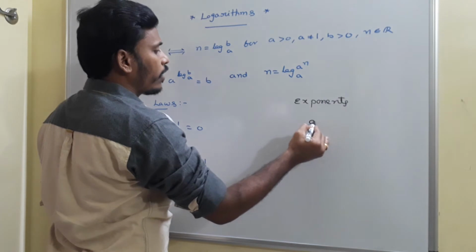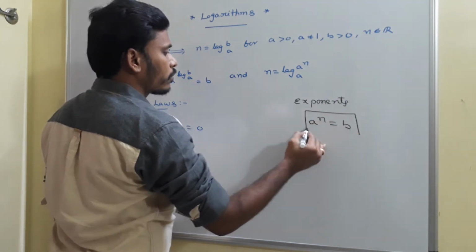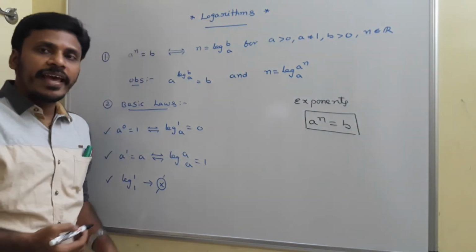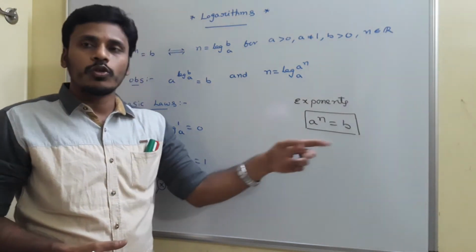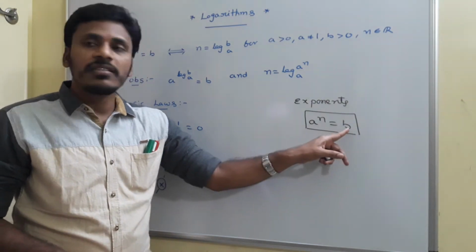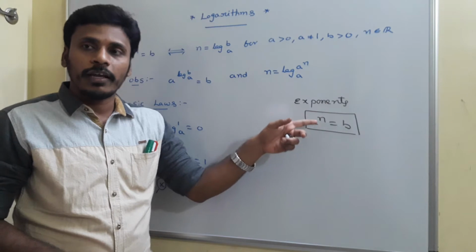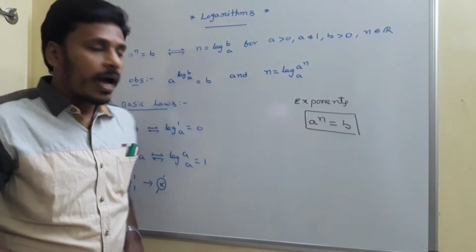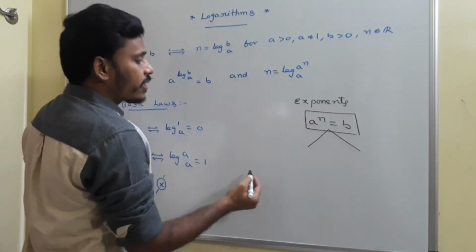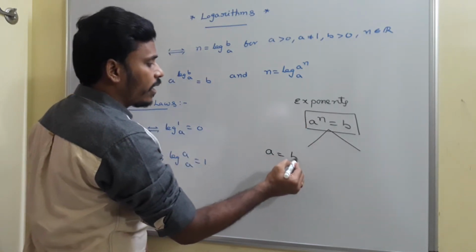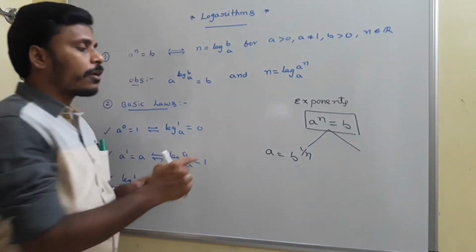Just like a power n is equal to b. If this is an exponent, this exponent can be expressed in two different ways. Here, a power n is equal to b, where b is the subject, and we are writing b as a power n, in the sense that multiplication of a for n times is b. And if you make a the subject, I will write it like this: a is equal to b power 1 by n. If you send n to that side, it becomes b power 1 by n.